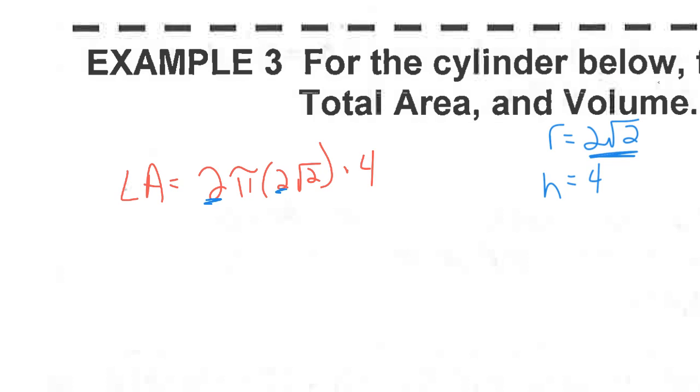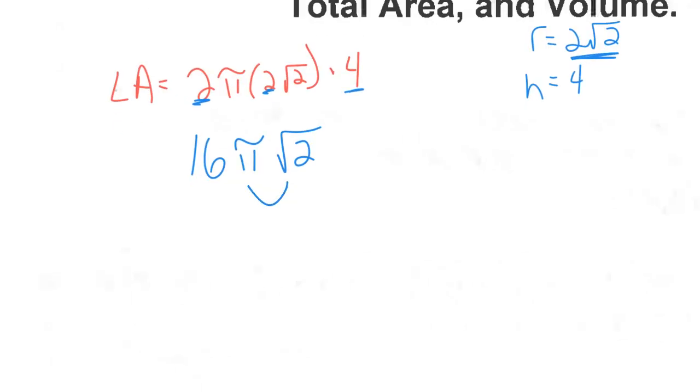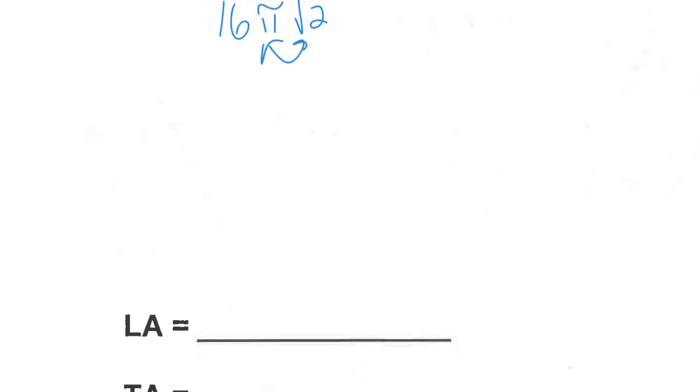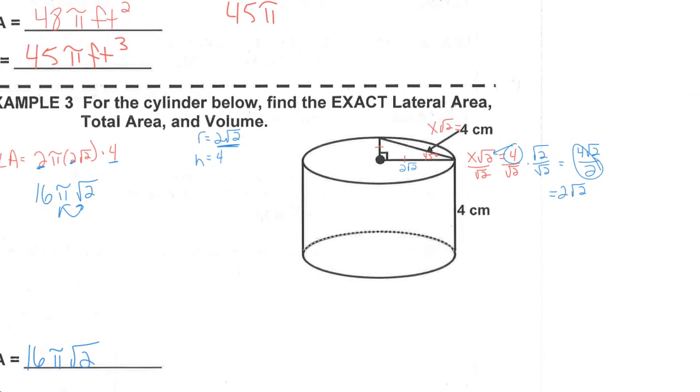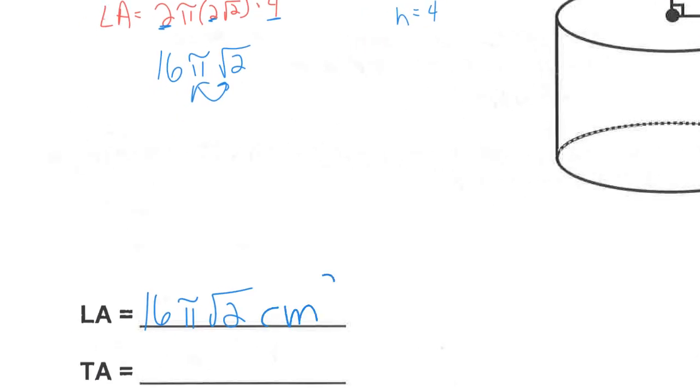I'm going to multiply 2 times 4, which is 8, then I have the pi and the square root of 2. So guys, you can put these in any order you want. I don't care, but make sure they're both there. 8 pi square roots of 2. What are our units? Centimeters squared.